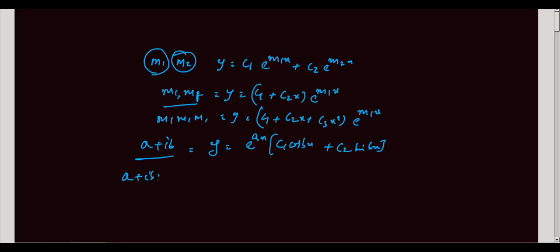Suppose I have a plus ib, a complex root. What is the solution? y equal to e power ax into (c1 cos bx plus c2 sin bx), okay? c1 cos bx plus c2 sin bx.